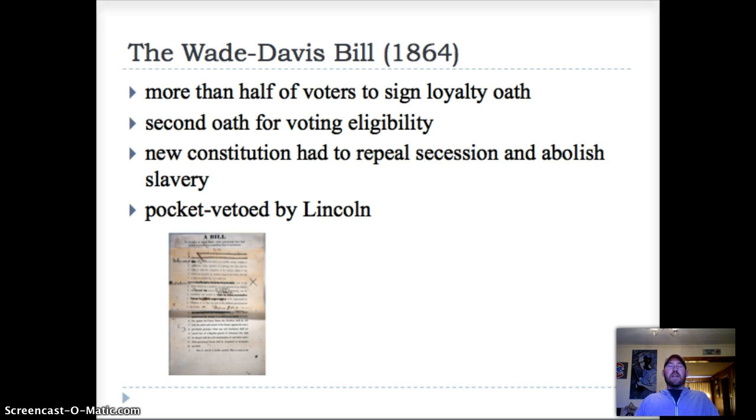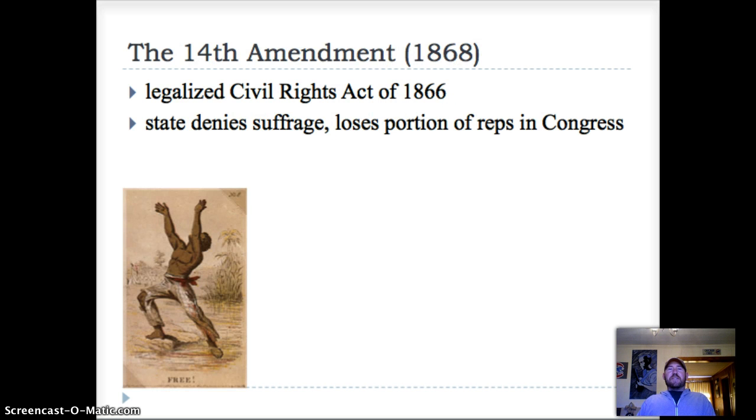Well, Lincoln, in his philosophy, feels like it goes a little too far, in that it shouldn't be this harsh, so he does what's called a pocket veto, which means he doesn't even consider it, and it basically just dies at his death.